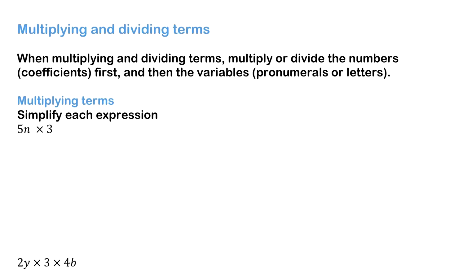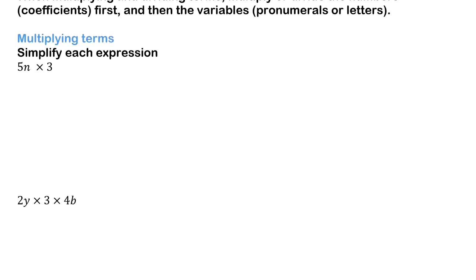In this video, we're covering multiplying and dividing terms. So when you're multiplying and dividing terms, you always multiply or divide the numbers or coefficients first, and then the variables, pronumerals or letters. So we're going to look at the first thing here, which is multiplying terms. So let's do an example on this.